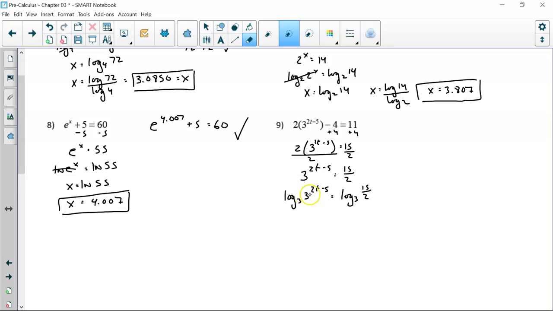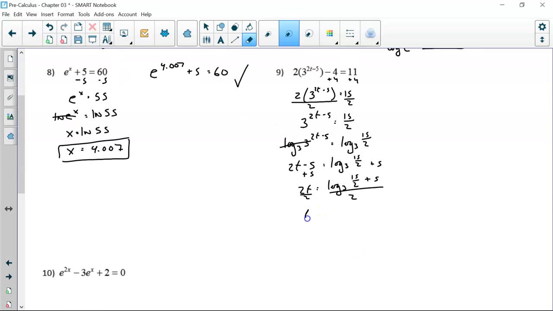So on the left-hand side, the log base 3 of 3 cancels out. So we're left with 2t minus 5 equals the log base 3 of 15 halves. Now we're going to add 5 to both sides. 2t equals the log base 3 of 15 halves plus 5, and then we divide both sides by 2. So our exact solution, t equals the log base 3 of 15 halves plus 5, all divided by 2.